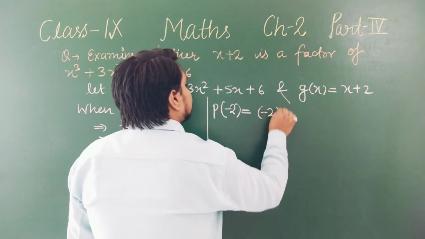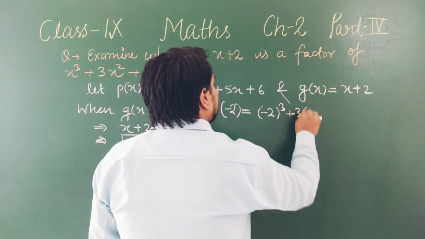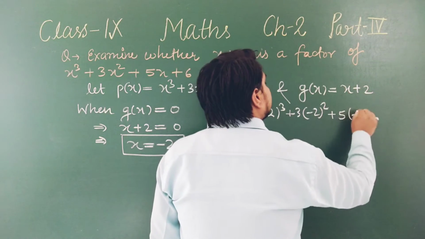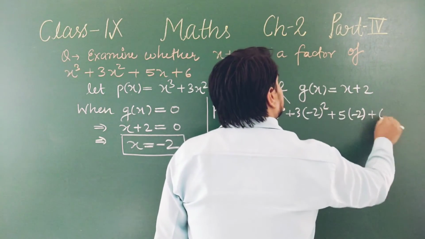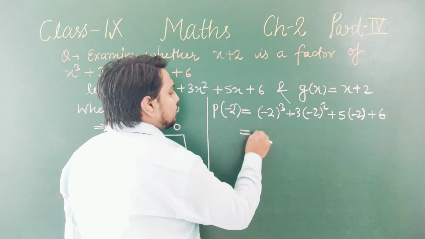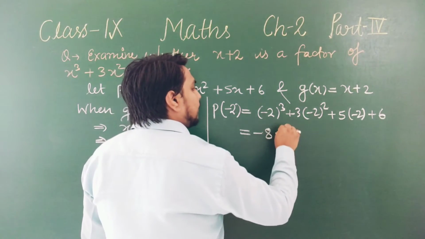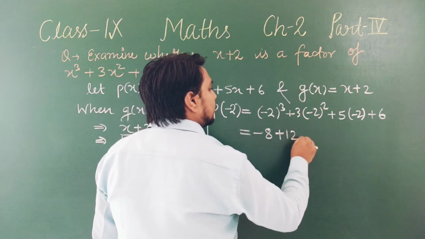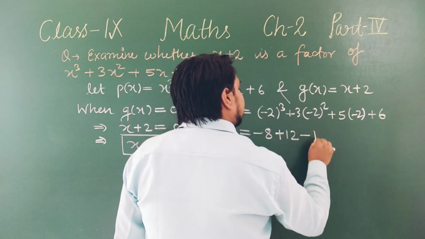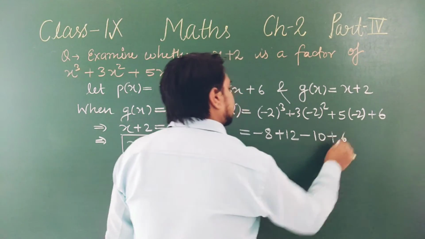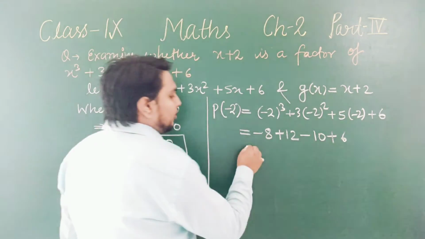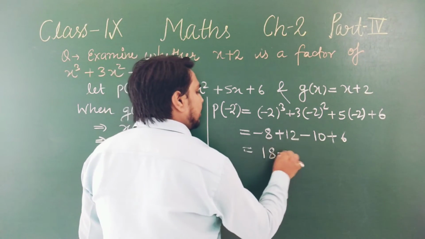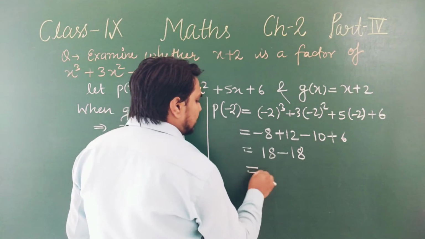So it will be minus 2 cube plus 3 into minus 2 square plus 5 into minus 2 plus 6. Hence we will get minus 8. Minus 2 square is 4, 4 threes are 12, 5 twos are minus 10, and here plus 6. So it will be 12 plus 6 is 18, minus 10 minus 8 is minus 18, and hence it is coming 0.